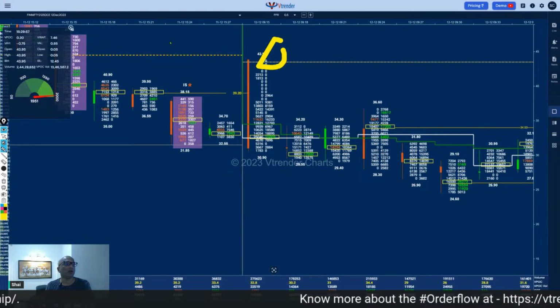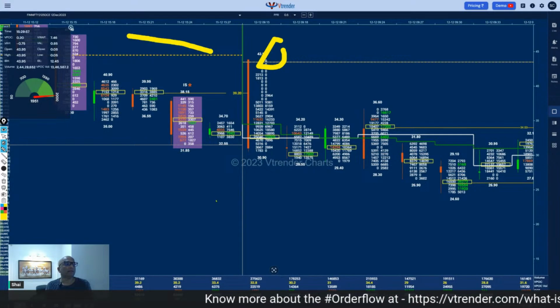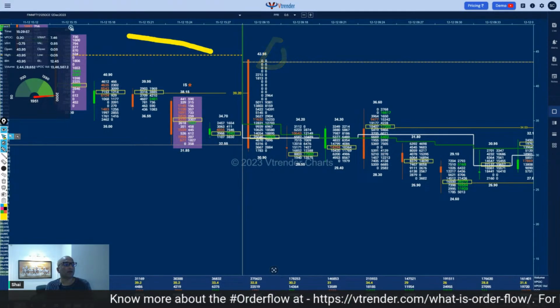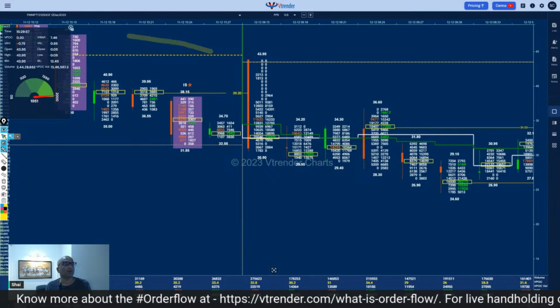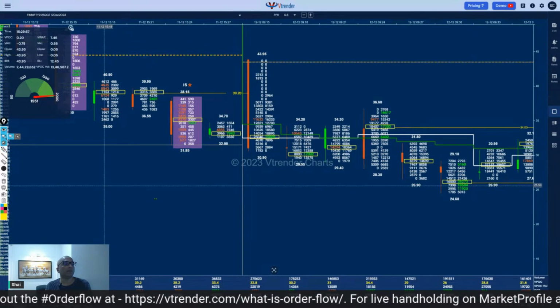But if you look back on your left, all through yesterday, at the close yesterday, the market was getting a lot of supply over here.